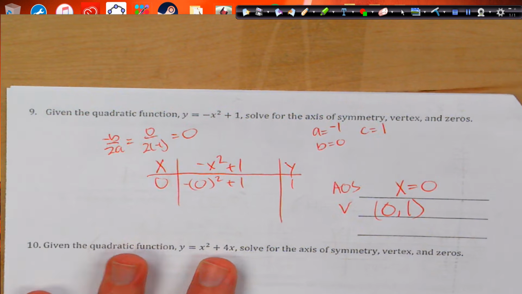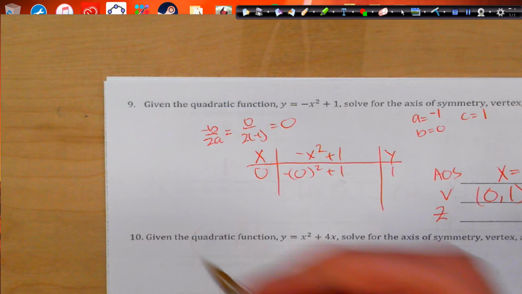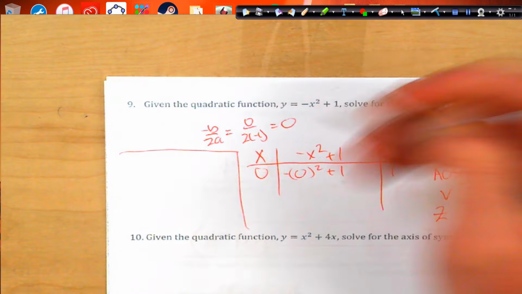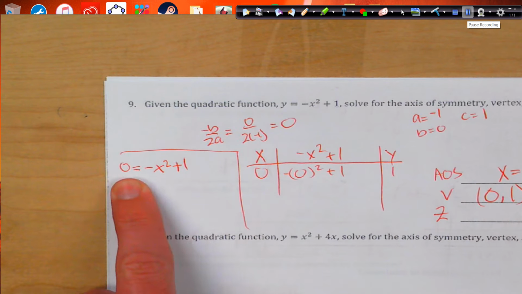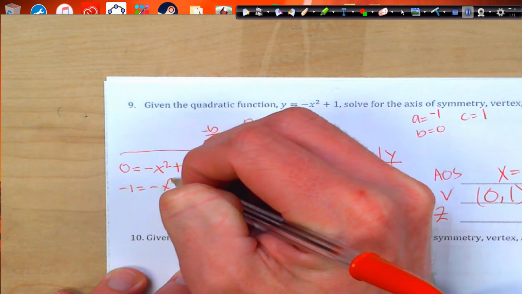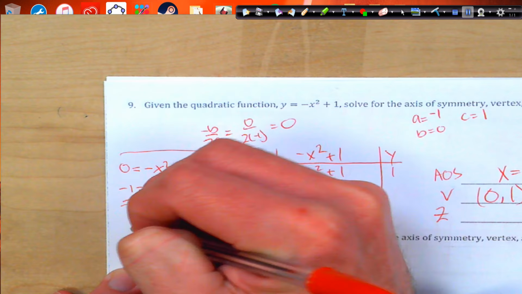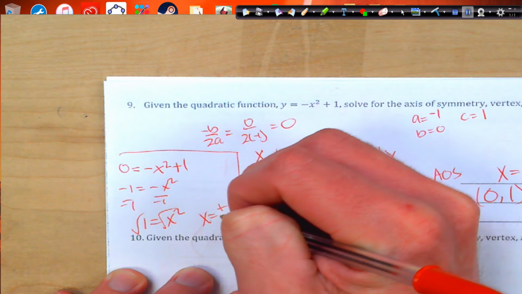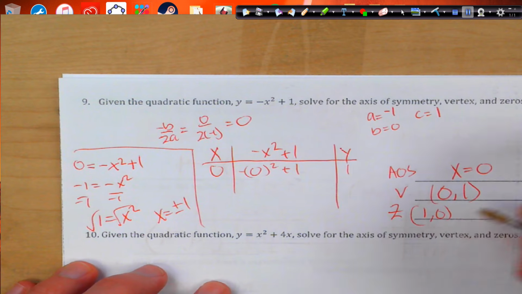And then we want to solve for the zeros. This is setting the whole equation equal to 0, and we can do that quickly. So we set y equal to 0, that's going to give me my zeros. I can subtract the 1 over, and then I can divide by -1, so I get 1 equals x squared. Take the square root, I get x equals plus or minus 1, which means I'm going to get 1 comma 0, remember the y was 0, and I get -1 comma 0.